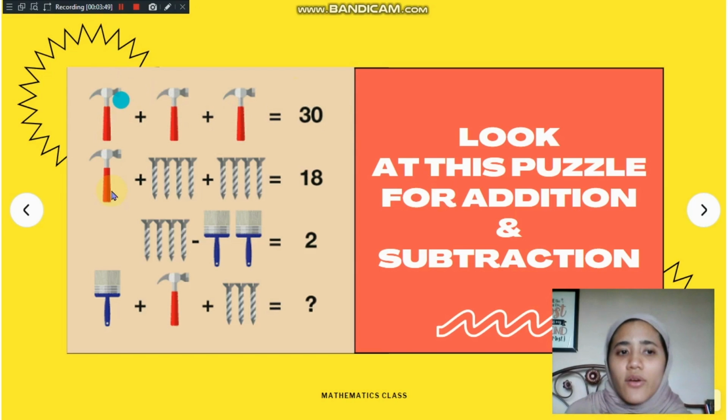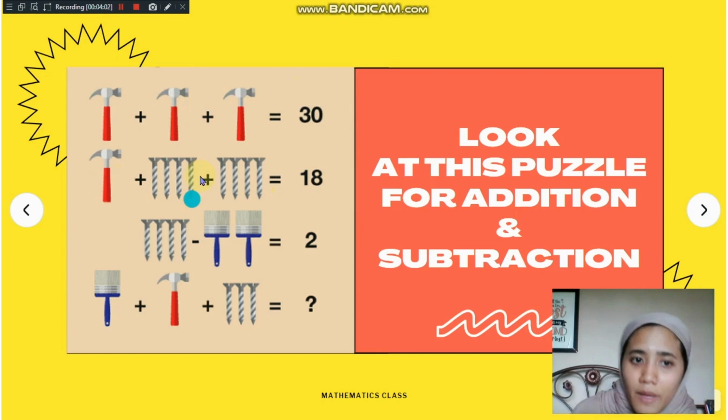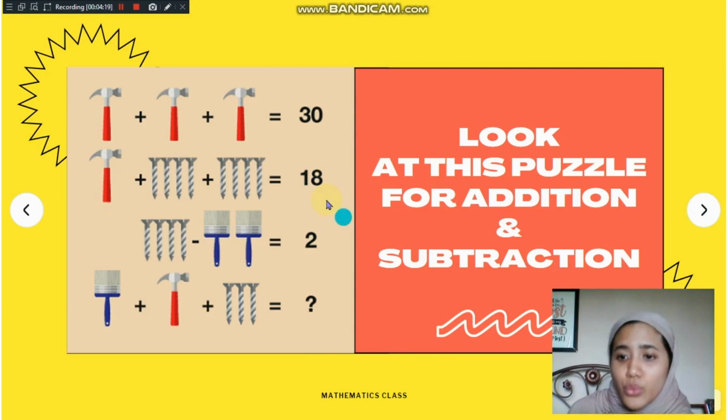Now 1 hammer plus nails and nails equals 18. Oh, sorry, my bad. 1 hammer plus 4 nails plus 4 nails equals 18. We know from the equation before that 1 hammer is 10. The value is 10. So 18 minus 10 would be 8. So the amount of this 4 nails and this 4 nails together equals 8.